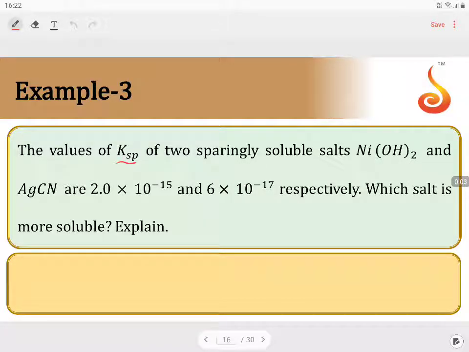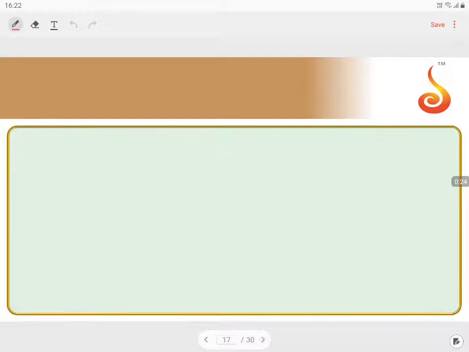The values of Ksp of two sparingly soluble salts, nickel hydroxide and AgCN, are 2 × 10^-15 and 6 × 10^-17 respectively. Which salt is more soluble? Explain. Now here, if you have nickel hydroxide and AgCN, solubility products are given. First we'll take each one and compare them.